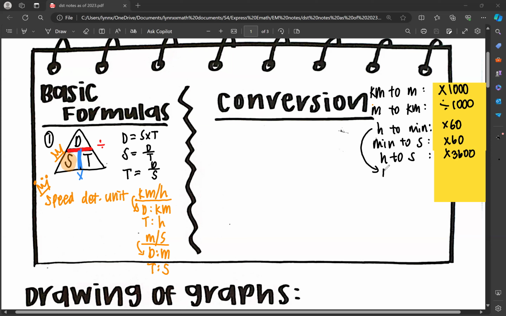So let's say this is the reverse. From here, I want to do the reverse. Let's say I want to go from minutes to hours. How do I do that? Divide by 60 is the reverse. Do you all understand now? How do I go from seconds to minutes? And then how do I go from seconds to hours?